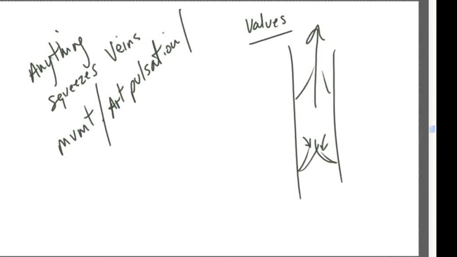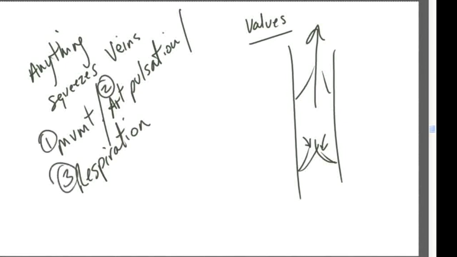That doesn't help in your arms and your legs. You're not breathing in there, right? It doesn't help in your brain, but it helps in your torso. So we can say respiration, or breathing. You don't have to say respiration. You can say breathing. Totally cool with that. These three work only because veins have valves. Without the valves, that would not work.